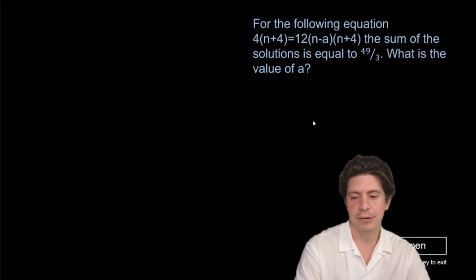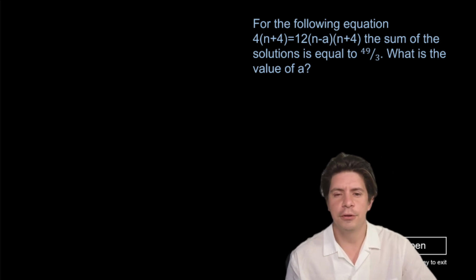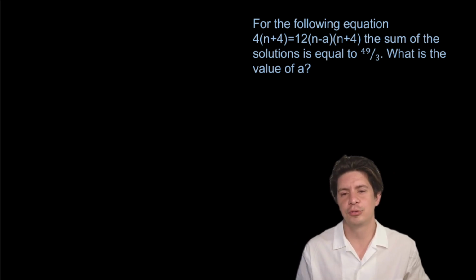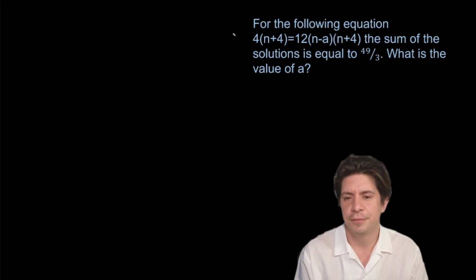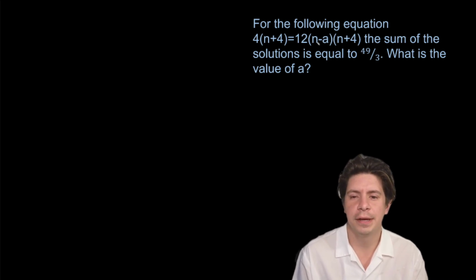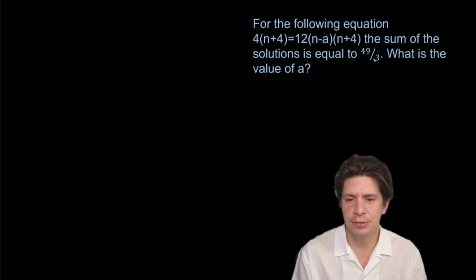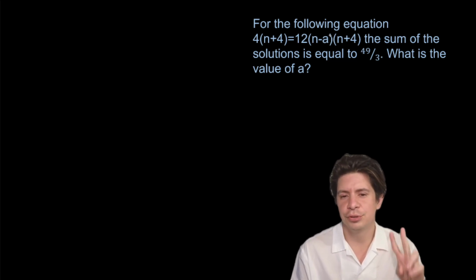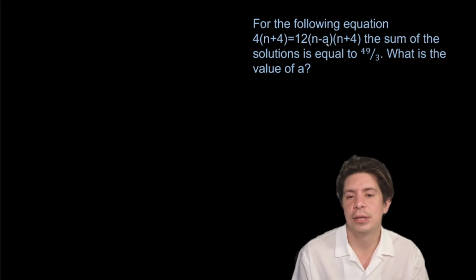Let's try this one out here. For the following equation, 4n plus 4 equals 12n minus a, n plus 4. The sum of the solutions is equal to 49 over 3. What is the value of a? So the sum of the solutions is equal to this. We can see, because there's going to be n squared, if we follow this out, there'll be 2 solutions. So let's find one solution.